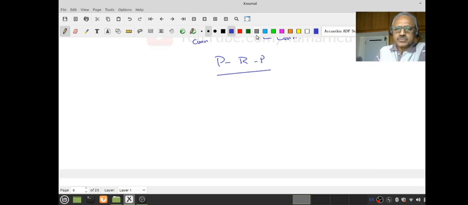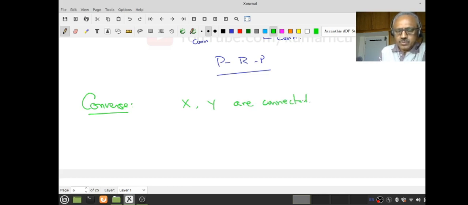Now let us look at the converse. Assume x and y are connected. I hope this ink works well for you to read. If not, please write it in the comments so that I will refrain from using this. I will not use this particular green color later in my lectures.